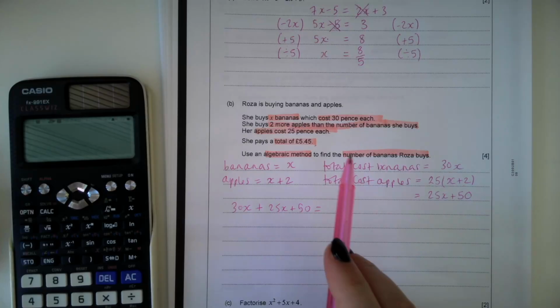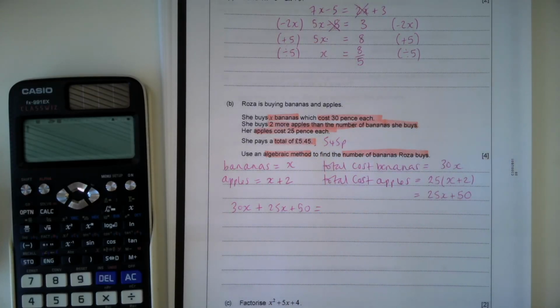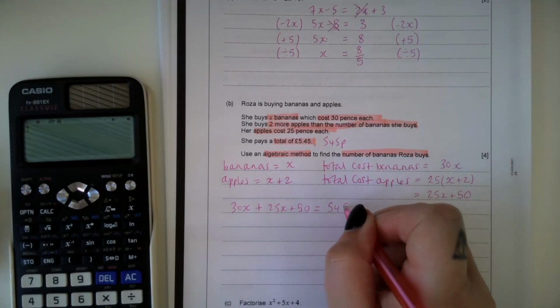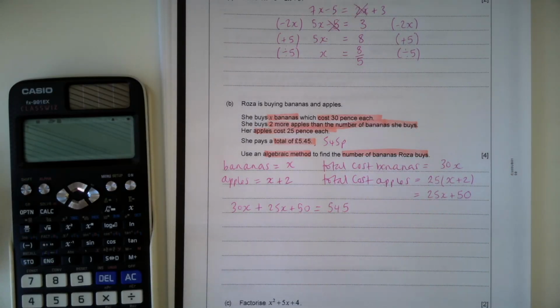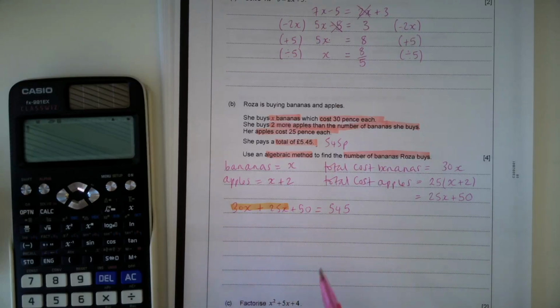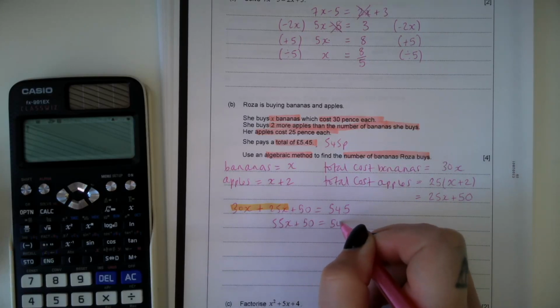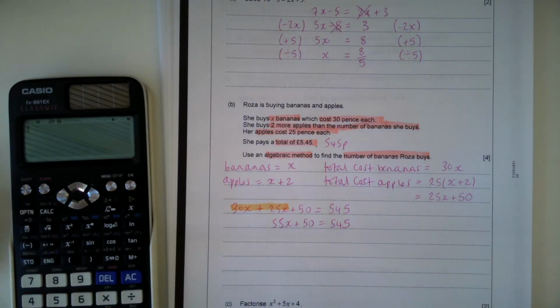Now these are all working in pence, so I'm going to work in pence for my calculations as well, because working with 545 will be a little bit simpler than 5.45. So that's 545 pence there. Now I'm going to collect like terms to get myself to a simple equation that I can then work with and solve. So 30x plus 25x is 55x. So 55x add 50 is 545. So we've got a two-step equation here. So I'm going to eliminate that add 50.